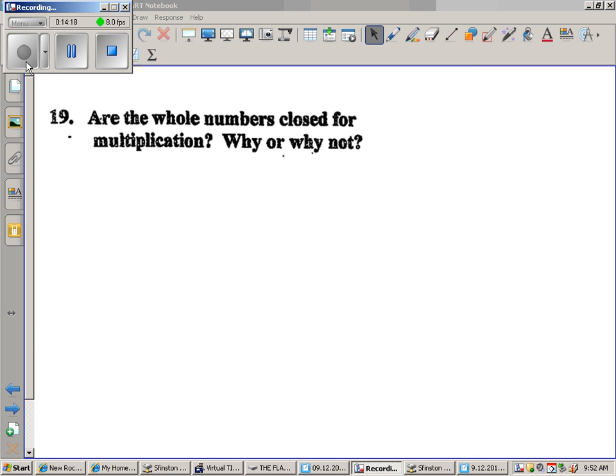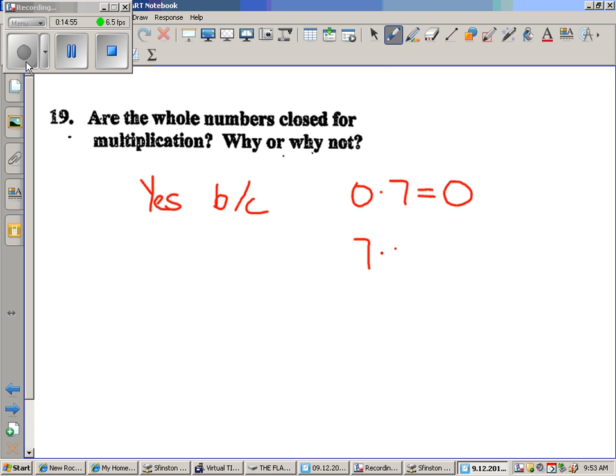So the next one, are the whole numbers closed for multiplication? By the whole numbers, I mean 0 and anything forward from 0. You can't have negative numbers. So if you took 0 and every whole number afterwards, no fractions, and you multiplied them, would you only get whole numbers, or would you get other things like fractions, like negative numbers? What do you think? Yeah, these guys are closed. Yes, because, and you could just give an example. 0 times 7 is 0, and 7 times 2 is 14, right?